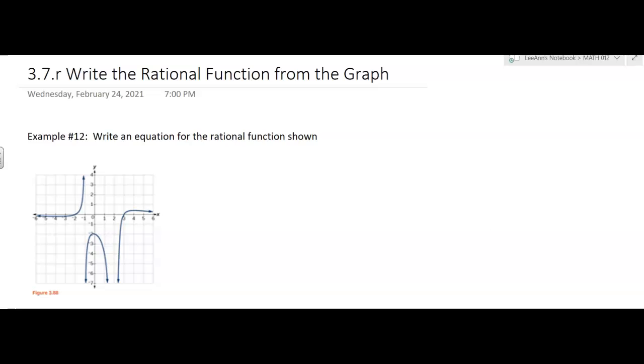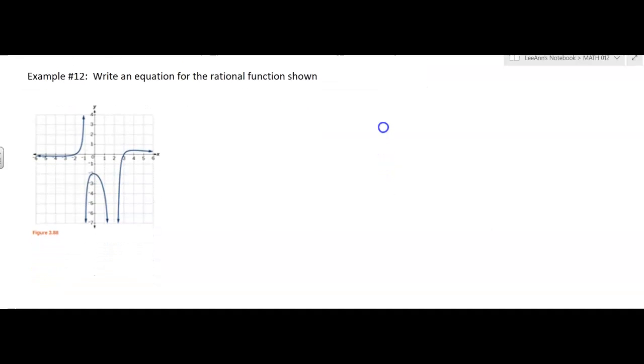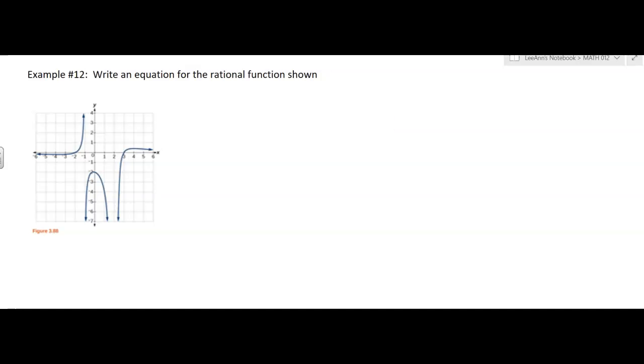Okay, so now they're going to give us a graph, and we have to come up with the equation for the rational function. So we're going to go by things that we know. If we look at this graph, one thing, we can see x-intercepts and we can see the y-intercept. So the y-intercept is at (0, -2), and we see x-intercepts at (-2, 0) and (3, 0). Okay, so that's going to help us.